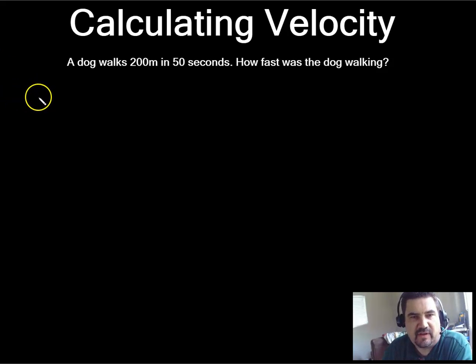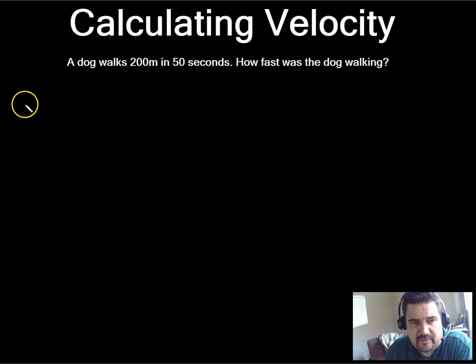So calculating velocity, how fast something's moving. First off, velocity is a vector, just to let you guys know. Sometimes you'll see calculating speed, which is a scalar. As I already talked about the differences between scalar and vector, velocity and speed, and distance and displacement, don't worry about that. They're used very interchangeably. There are definitely differences, but in general, I'm not going to sit here and try to trick you on that.